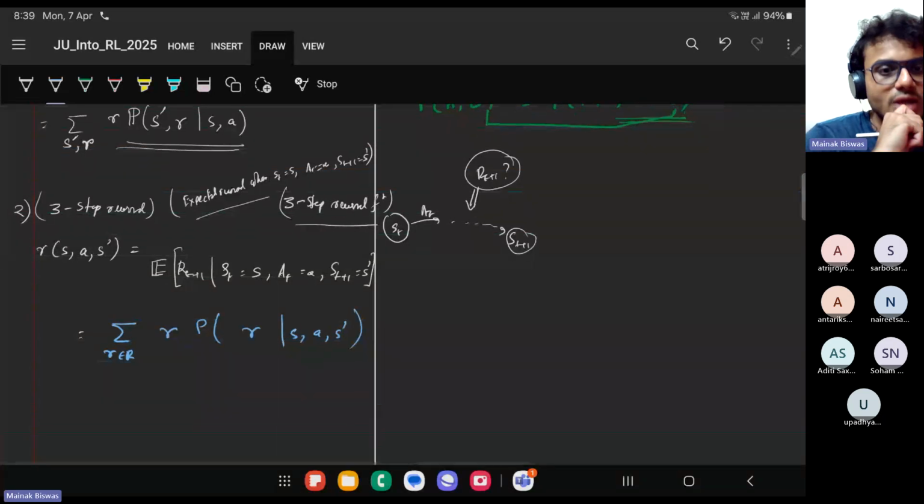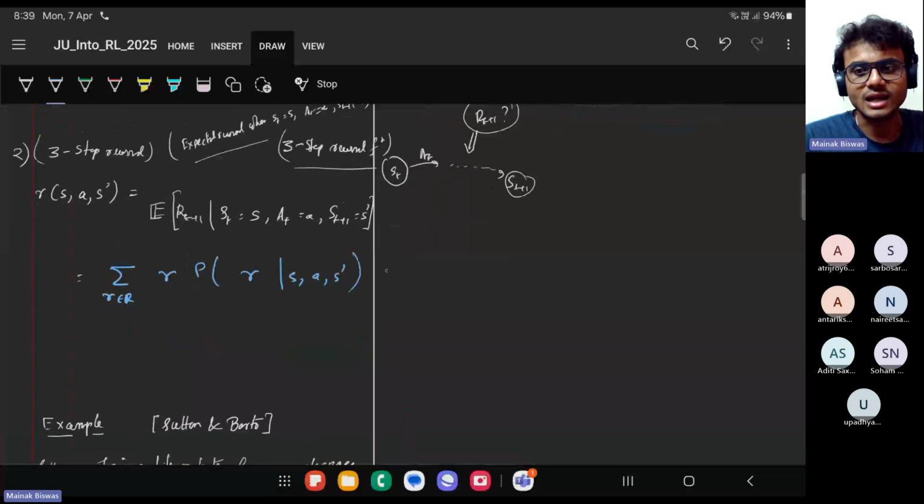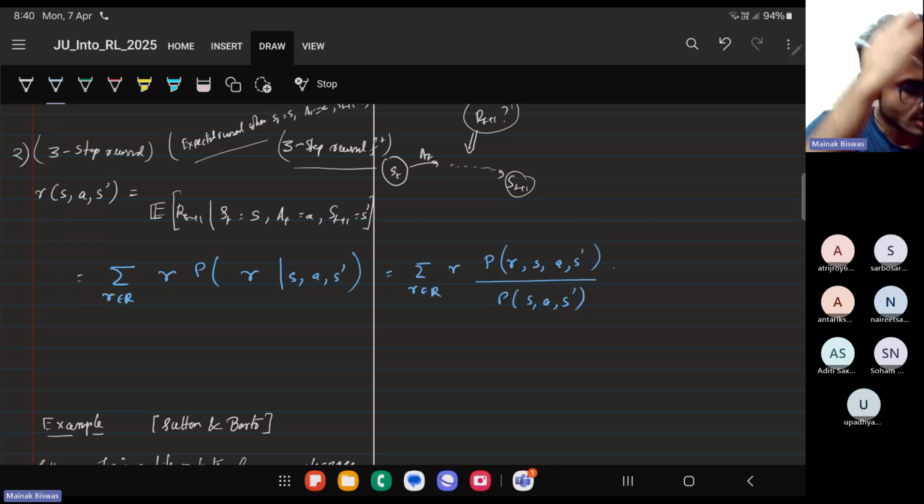So now, everything is given to us. All I need to do is just rearrange these terms and I'll get my reward in terms of the previous form. So how do I do that? I just use the conditional probability definition and Bayes rule: probability of r, s, a, s prime by probability of s, a, s prime. Now, as I want s and a in the denominator, I will just multiply and divide by probability of s comma a.